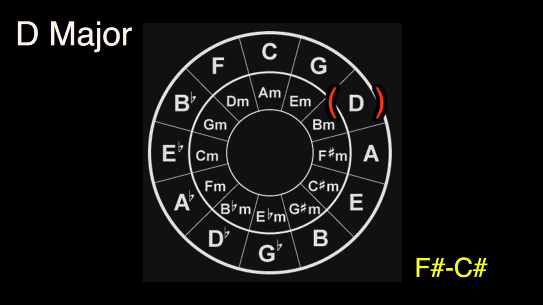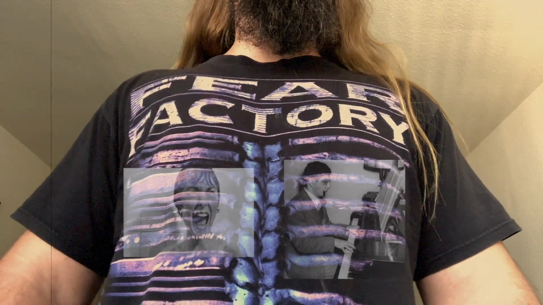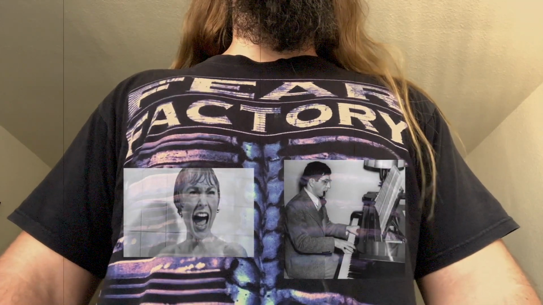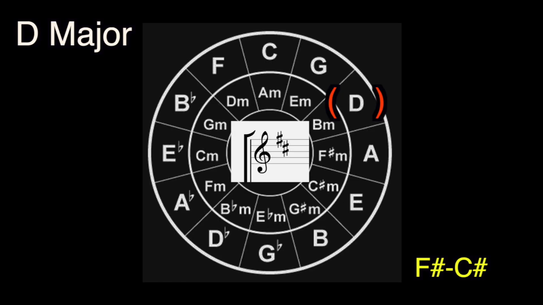Go up 5 notes from G and you get our next key, D, as in, have a look at those double Ds. D major has 2 sharps, F sharp and C sharp, and the relative minor is B minor.